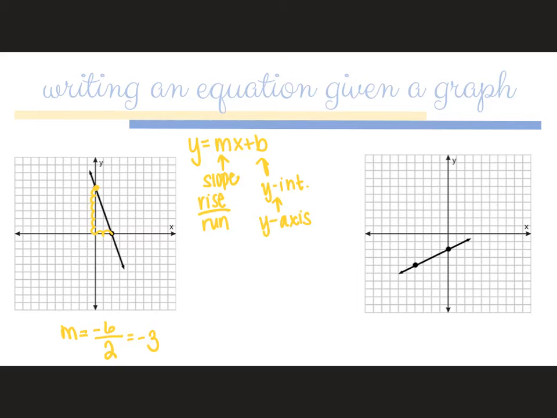Then I need to determine my y-intercept, which remember is found by looking at where the line crosses the y-axis, which is this point here, which is 0, 6. So my slope is negative 3. My b value is 6. When I write my equation, it's y equals negative 3x plus 6.